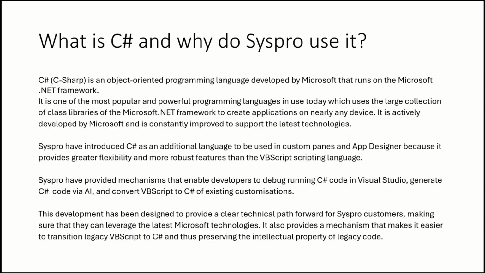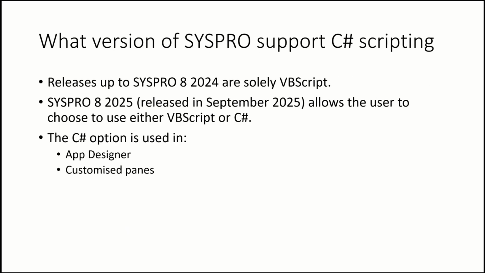So anyway, that's what C# is and why Syspro are using it. Let's have a look quickly now at what versions of Syspro actually support it. Releases up to Syspro 8 2024 are solely VBScript, and it's as simple as that. The new version, Syspro 8 2025, which was released in September of 25, is the first version that allows you to choose whether you want to use VBScript or C#.